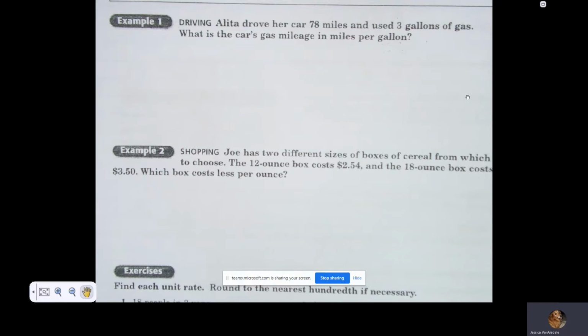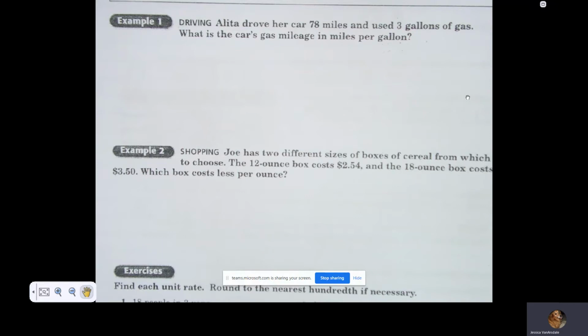All right. Number 2, I need another reader. Somebody. Day, read where it says Joe has 2. Joe has 2 different sizes of boxes of cereal from which to choose. The 12-ounce box costs $2.54, and the 18-ounce box costs $3.50. Which box costs less per ounce? Perfect. So it's obviously the 18.